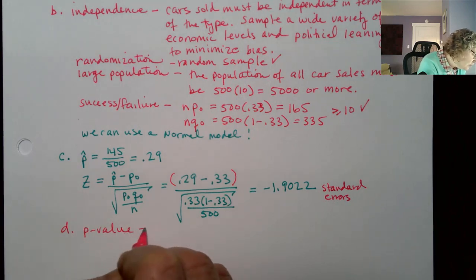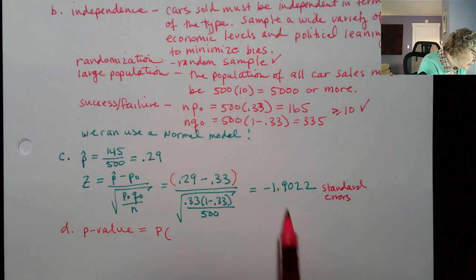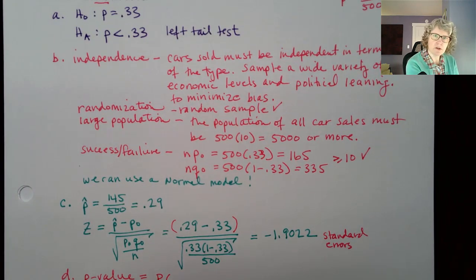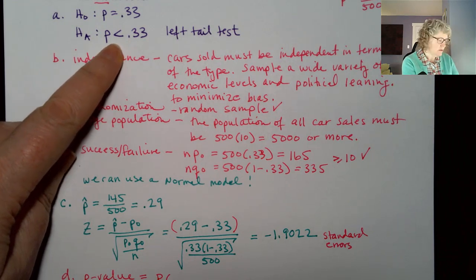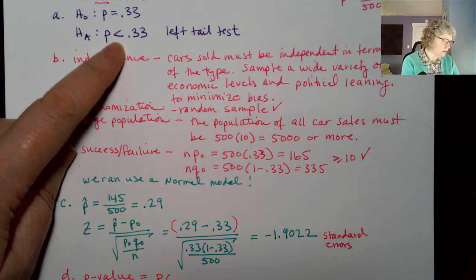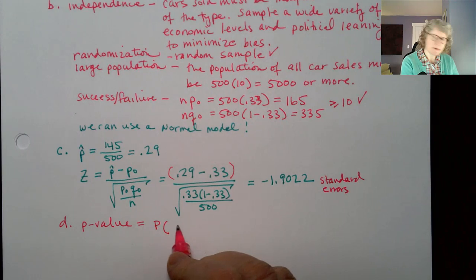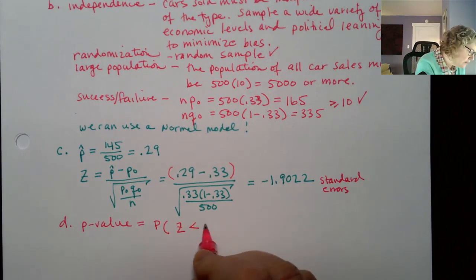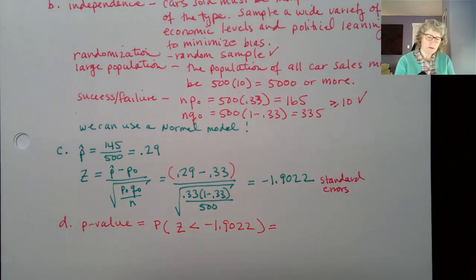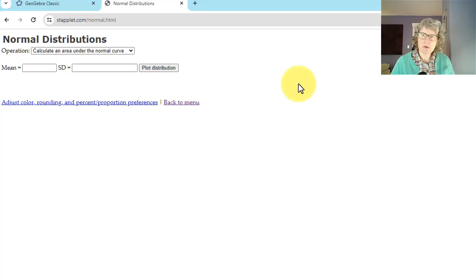D, our p-value, this is going to be the probability of getting this z-value or towards the tail. So since we have a left tail test, because also anything smaller than that would also be evidence for the alternative, we're going to include that. So anything z less than negative 1.9022 equals, okay, so I'm going to go over to Statplet.